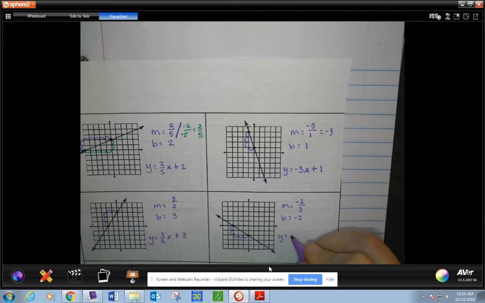So I'm going to plug this in. Y equals, put negative 2/3 in the m spot, keep the x, and since b is negative this time, we're going to do minus 2.